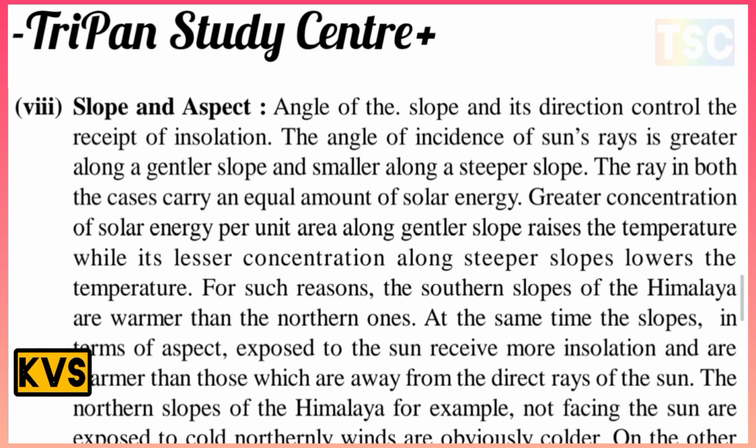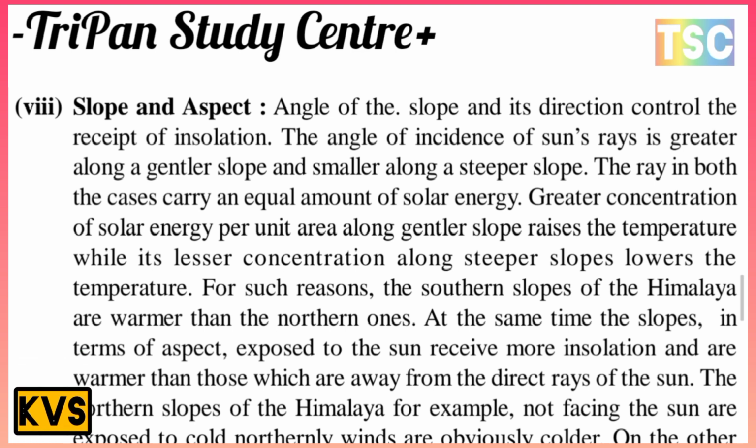There is a greater concentration of solar energy per unit area along gentle slopes, hence higher temperature. There is a lesser concentration along the steeper slope, hence lower temperature. For such a reason, the southern slopes of the Himalaya are warmer than the northern ones. Sometimes slopes exposed to the sun receive more insolation and are warmer than those which are away from the direct rays of the sun.